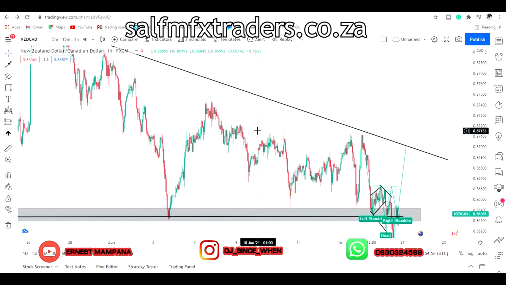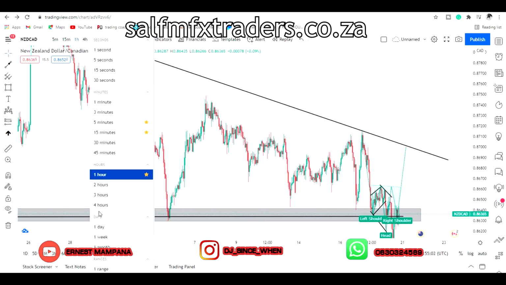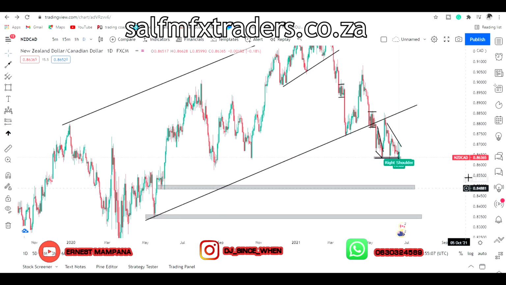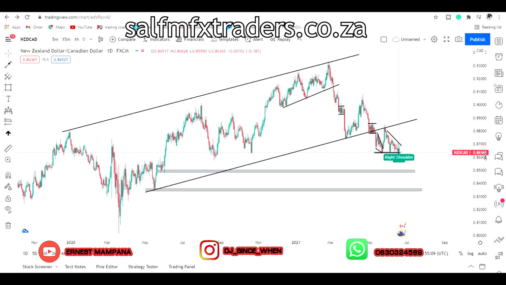On the screen right now, I have NZDCAD. Now with NZDCAD, I already did some setup. I think it was on Thursday. So let me take you through exactly what I'm seeing before we conclude. On NZDCAD, you can see I already have this channel to the upside right here, where we just broke out, and then we went for a retest, then we shot back down right here.